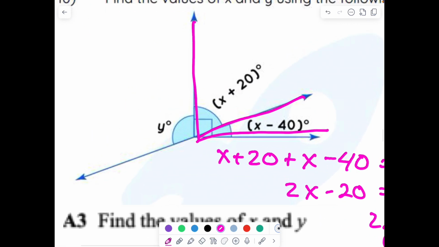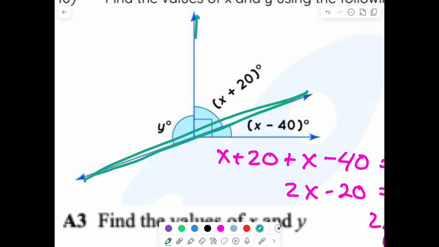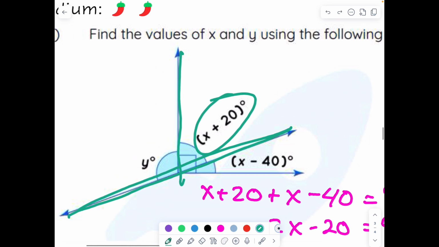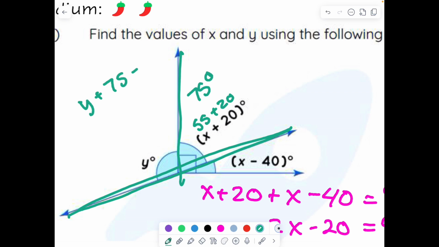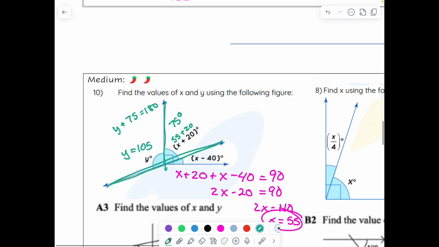And then y, well, let's see here. I notice that y and this angle make a straight line. So let's plug x back in. It's 55. So this angle is 55 plus 20, which means it's 75. So y plus 75 should add up to 180 because they're a straight line. So y equals 105.